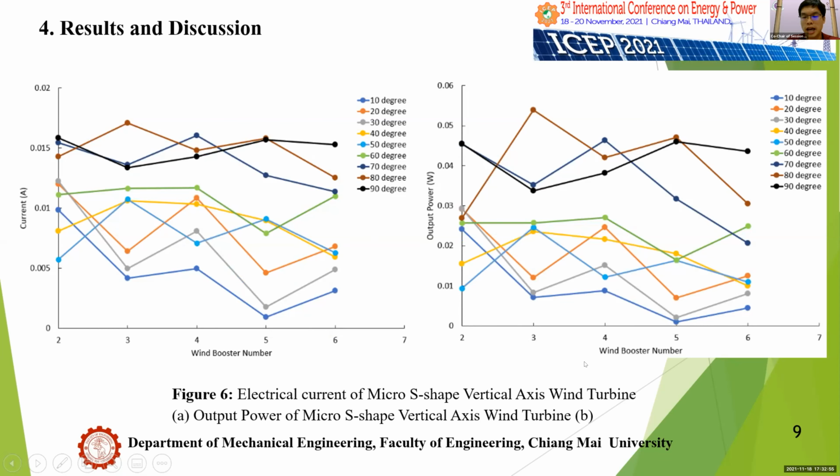If we increase the wind booster angles, of course, the performance parameter increases. But if the angle is too high, like 90, it will block the flow, and the velocity will decrease. Same as wind booster number: if we put too many wind boosters, the airflow will decrease, and this will cause the decrease of the performance parameter.